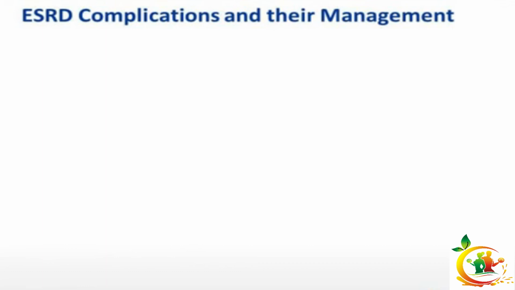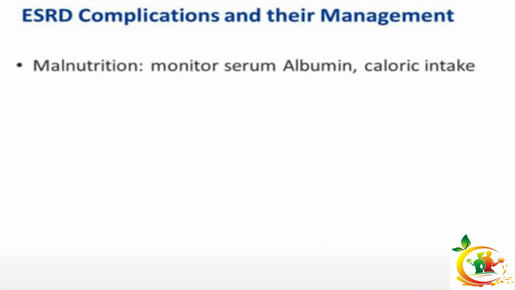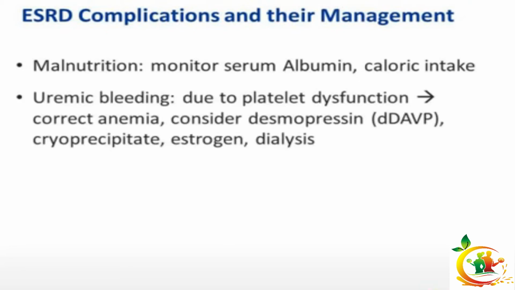It is important to familiarize yourself with certain complications of ESRD that pertain to uremia. The first is malnutrition, which is assessed both by physical exam and specific parameters such as serum albumin and caloric intake. Next is uremic bleeding, which occurs due to platelet dysfunction. Management of uremic bleeding includes correcting anemia if present, and considering medications such as desmopressin, cryoprecipitate, or estrogen. Dialysis also helps correct uremic bleeding if conservative measures fail.